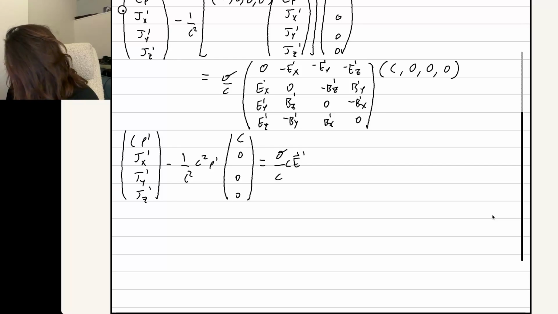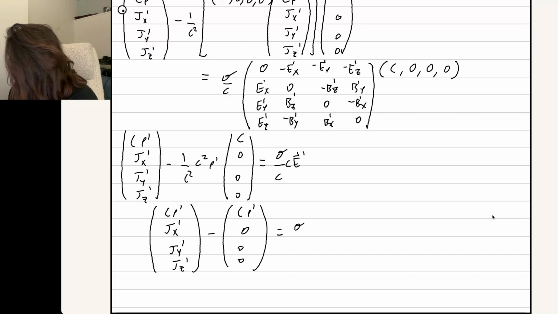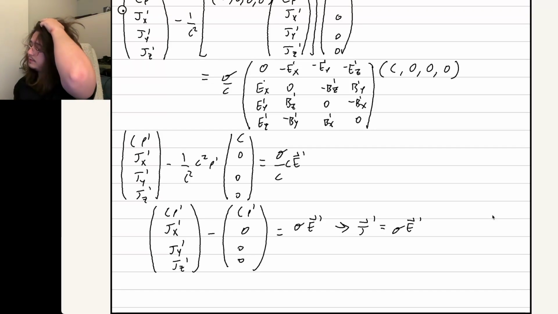So simplifying a bit, we have c rho prime, Jx prime, Jy prime, Jz prime, minus c rho prime, 0, 0, 0 equals sigma E prime. And then you could just do that subtraction, and you get J prime, the vector, is equal to sigma E prime. And that's pretty cool. So yeah, we did recover Ohm's law from all that.